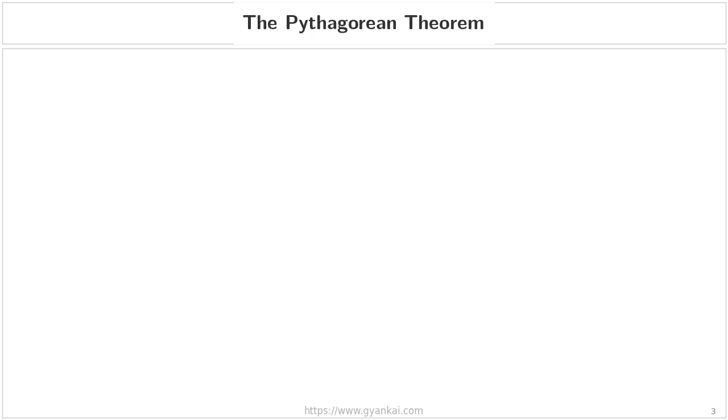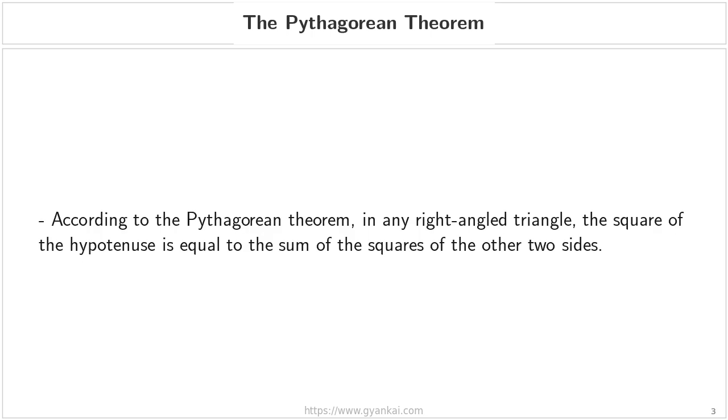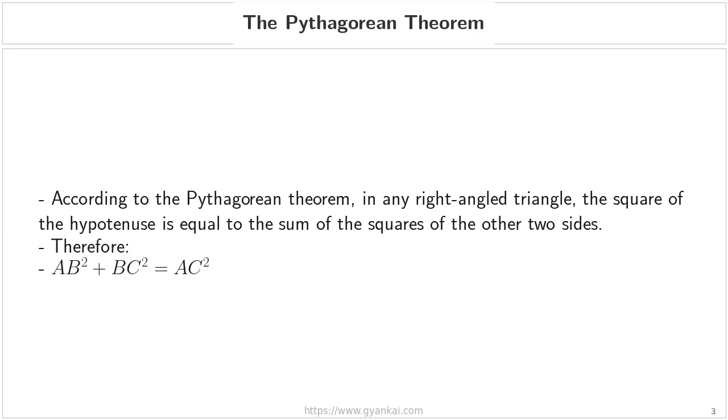The Pythagorean theorem. Now that we have established our triangle and labeled our sides, identifying the base, the perpendicular, and the hypotenuse, let's apply a fundamental principle of geometry. According to the Pythagorean theorem, in any right-angled triangle, the square of the hypotenuse is always equal to the sum of the squares of the other two sides. Applying this specifically to our triangle, we can write the relationship as AB squared plus BC squared equals AC squared. Keep this equation in mind, because in the next step, we are going to manipulate it to reveal our target identity.